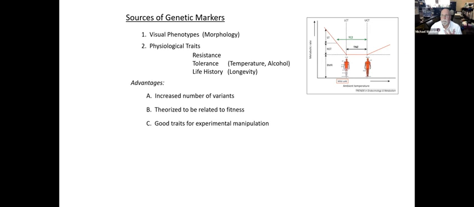Another advantage is that you can manipulate them. You can't really manipulate eye color; it's just what it is. That's a physical trait. But you can certainly manipulate this. You can take individuals and put them in a cold environment or a warm environment, and see what the outcome is.